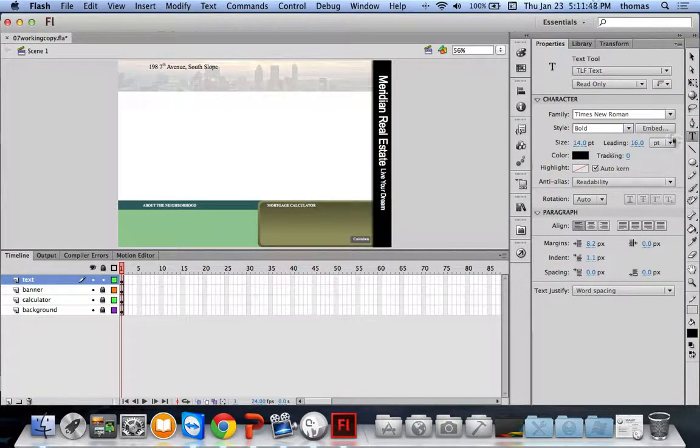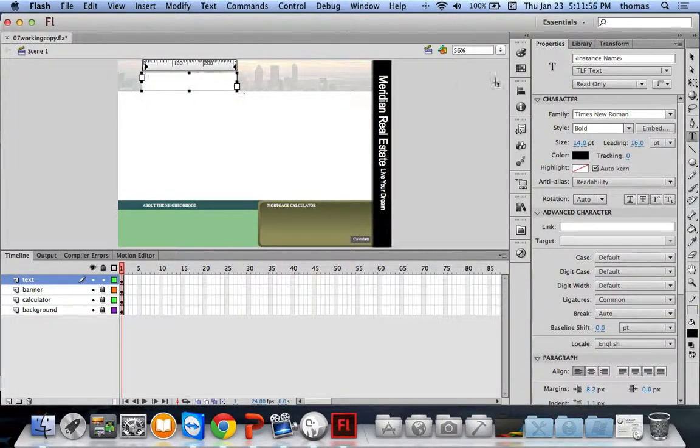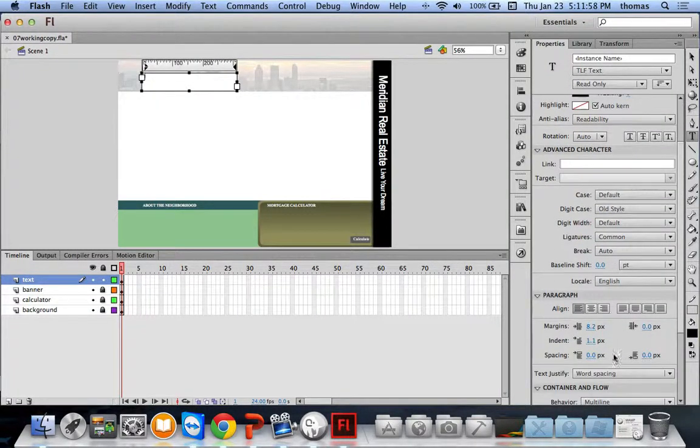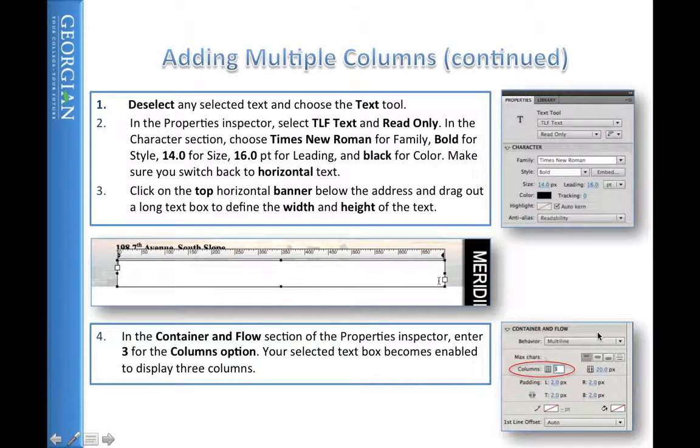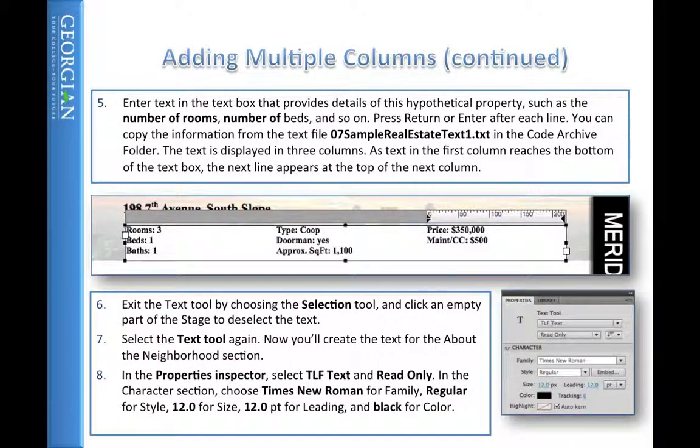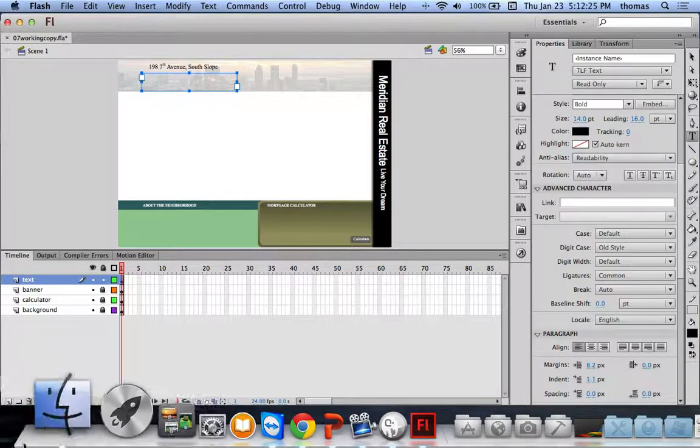So right now, let us put it in. So from here, we're just going to put a kind of a text area right here. In our container and flow, way back down here, we're going to use 3 columns. Okay. And what we're going to do is use this sample document that I have, this text document, right? 07 sample real estate text.txt. And it has this rooms 3, beds 1, and all this kind of stuff. We're going to kind of put it in there, right? So let's just do that.